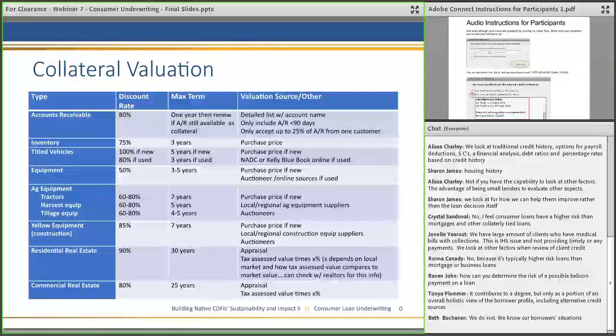Banks can easily use savings accounts or CDs as collateral, but CDFIs in general will consider those in their credit evaluation but are generally not going to take those items as collateral.